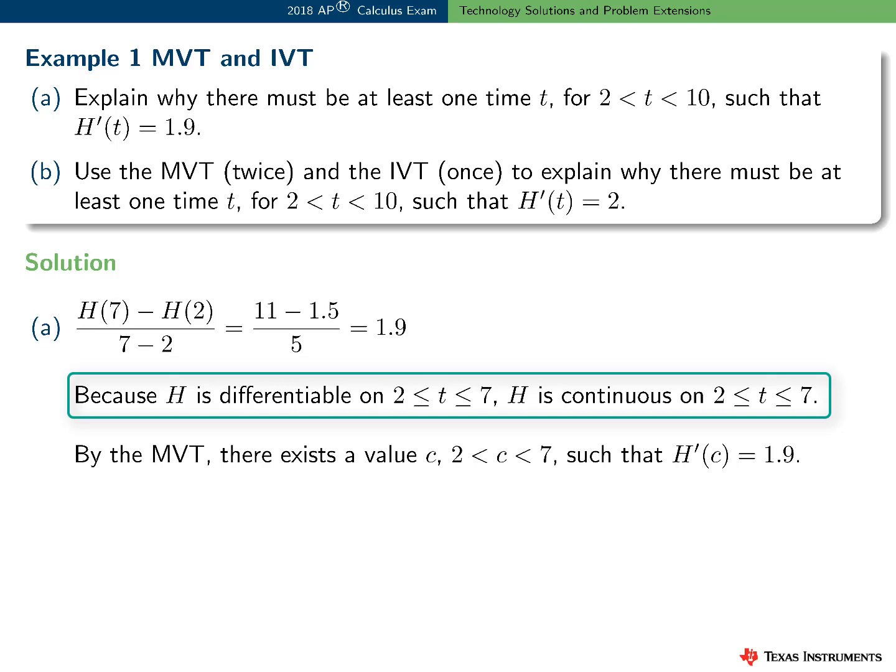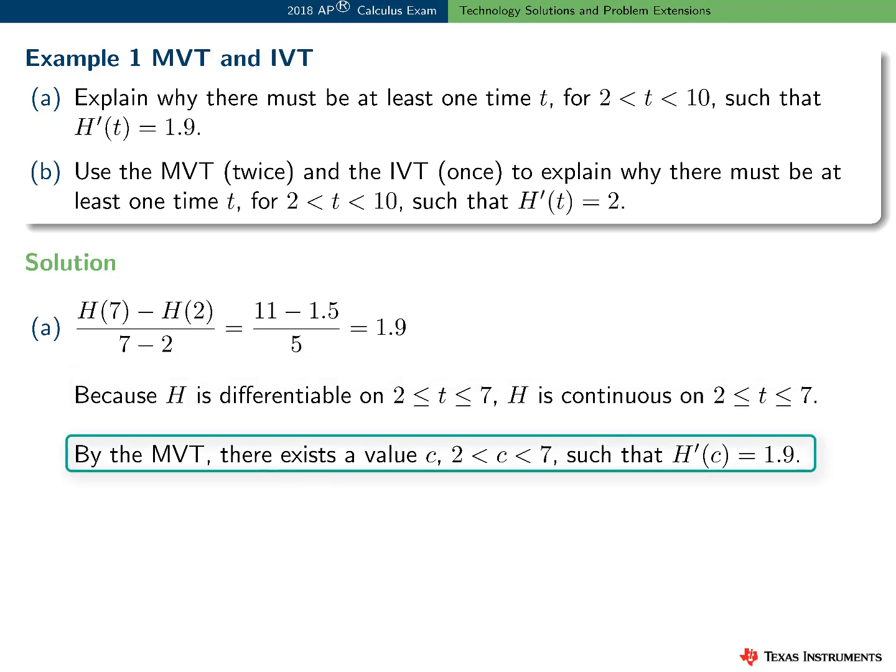Now, since we're given that h is differentiable, we know that h is also continuous, and therefore by the Mean Value Theorem, there's a value of c between 2 and 7 such that h prime of c is equal to 1.9.